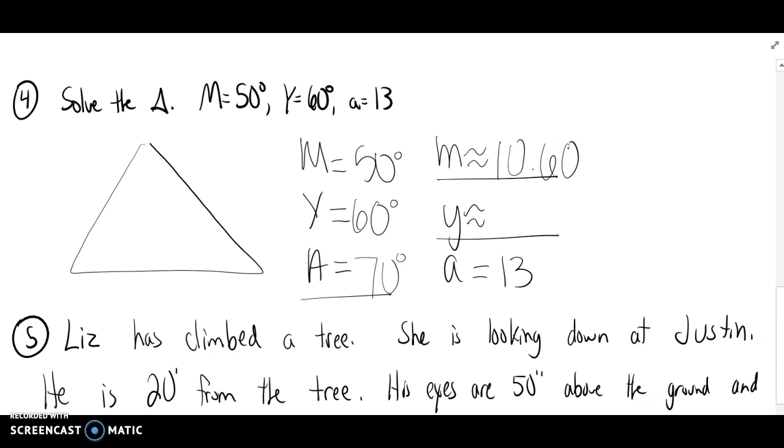And then to find y, you do the sine of 70 over 13 equals sine of 60 divided by y. Cross multiply, 13 times the sine of 60 divided by the sine of 70 is equal to 11.98 approximately, which is y. And that's it.